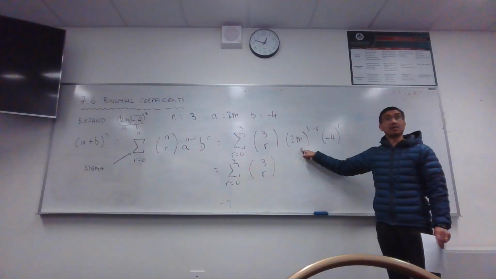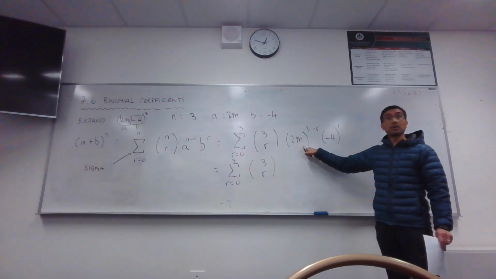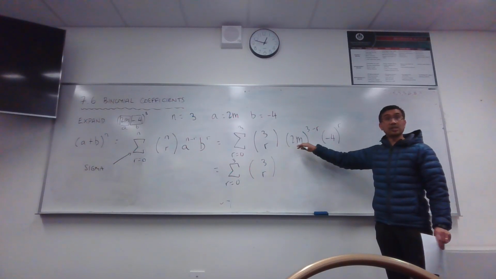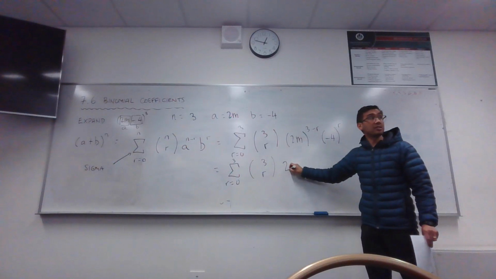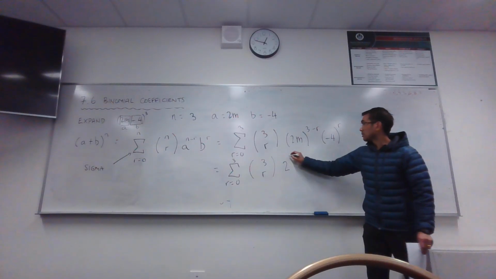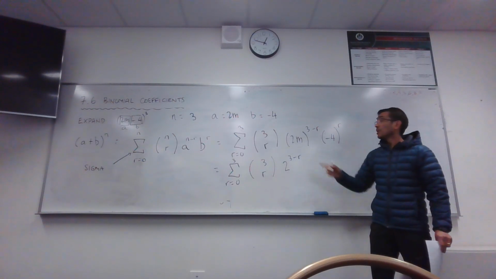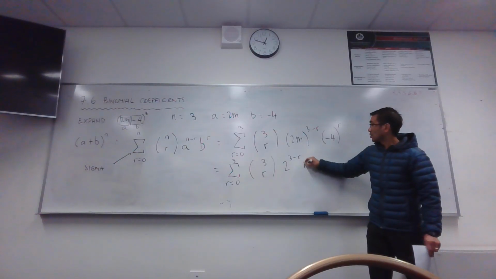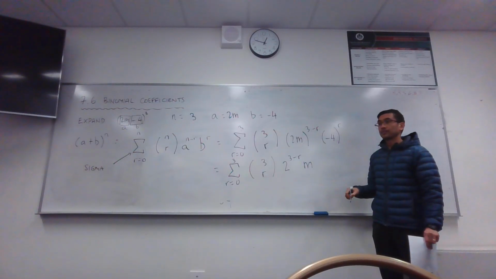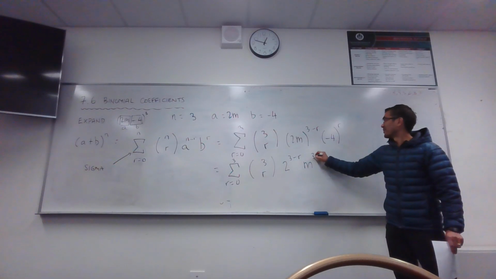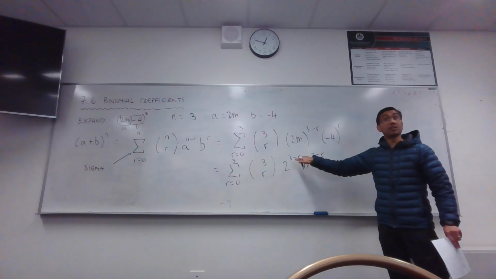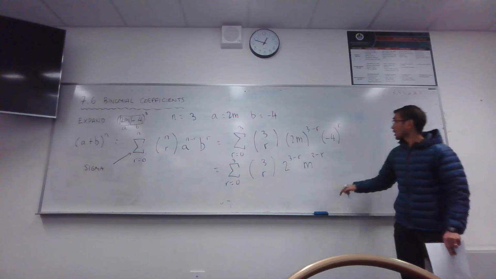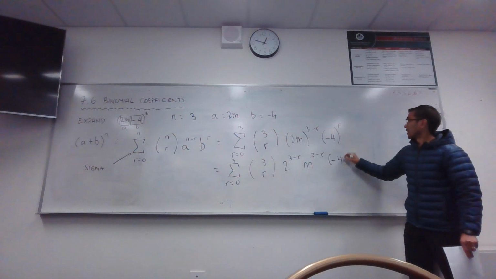How can I split this up? 2M to the power of 3 minus R. I want to split the 2 and the M up. If I take the 2 out, what is its power, Emily? 3 minus R. The M here is 8. What's its power as well? 3 minus R. Okay, you can split them up. If you split them up, you've got to repeat the power. Like so.